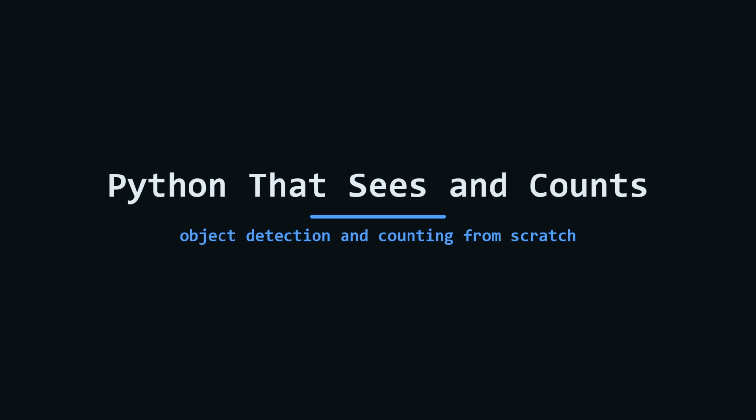Imagine this: you load a photo of a street, and the program finds every person, every car, bicycle, and bus on its own, draws a box around each and counts them. No manual labeling, no training your own model. Today we'll teach Python to see the world and count objects in photos and video in just a few dozen lines of code. It's called computer vision, and you're about to see how simple it is.